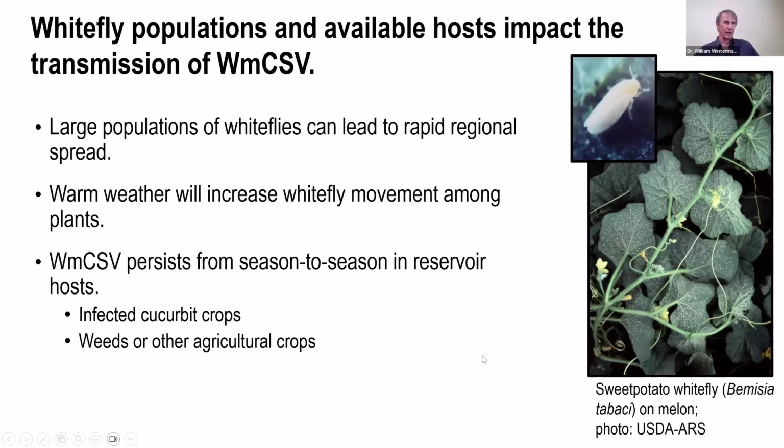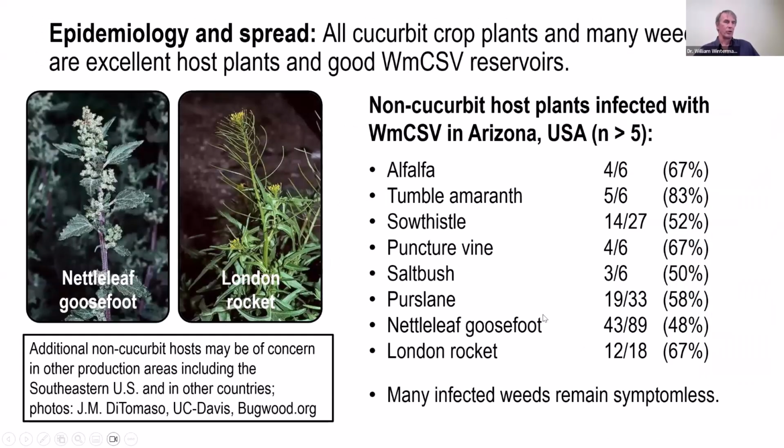Weeds, as with other viruses, and as has been mentioned throughout the session today, are an important part of the epidemiological complex for this virus. They provide a source of overwintering for the virus during non-cucurbit seasons, and many of these plants are actually very good reservoir hosts. As you can see, I've highlighted a few here. I have a much larger list of desert weeds that are hosts of the virus, but these are some that we believe may be of more significant concern.